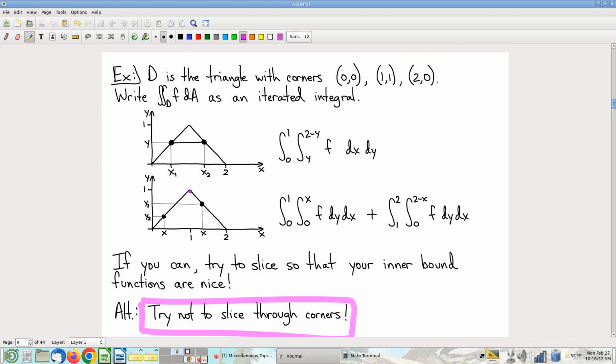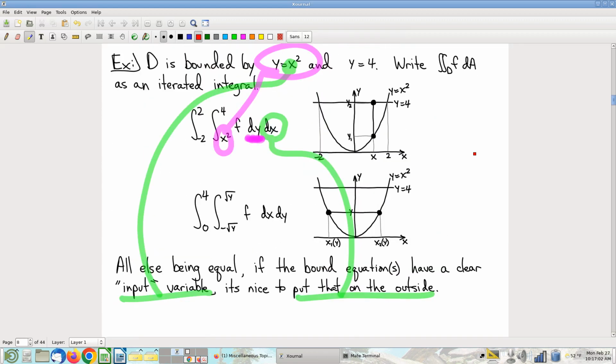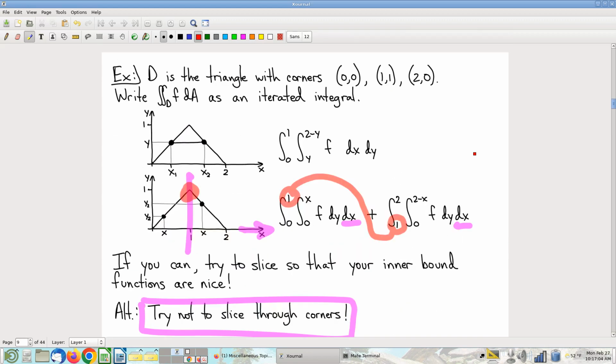When you are slicing, if you slice through a corner, as I'm doing there, as I move in the x direction, because x is on the outside, slicing through that corner is why I have to stop this integral at x equals 1 and start a new integral at x equals 1 and going forward, thus leaving me with two integrals to compute instead of one, and all else being equal, that's pretty undesirable also. So, a couple of lessons there. Think about what's a function of what, and try not to slice through corners.